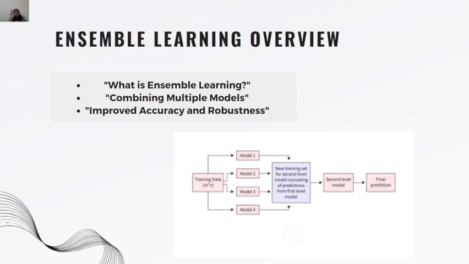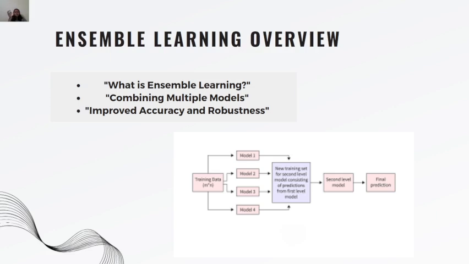Bagging is short for bootstrap aggregating. This method trains multiple models independently and then averages their predictions, for example, for regression, and uses majority voting for classification. The most common example is the random forest algorithm, which is an ensemble of decision trees.